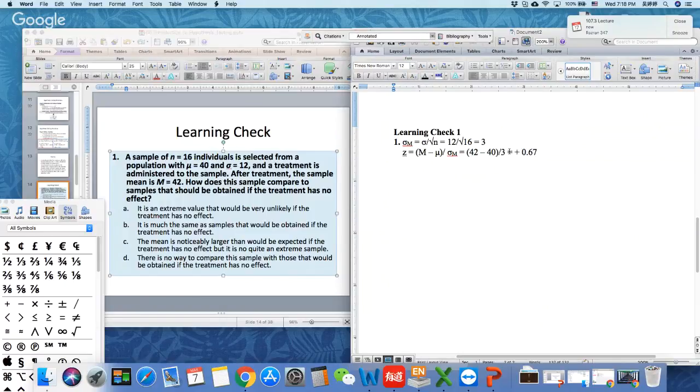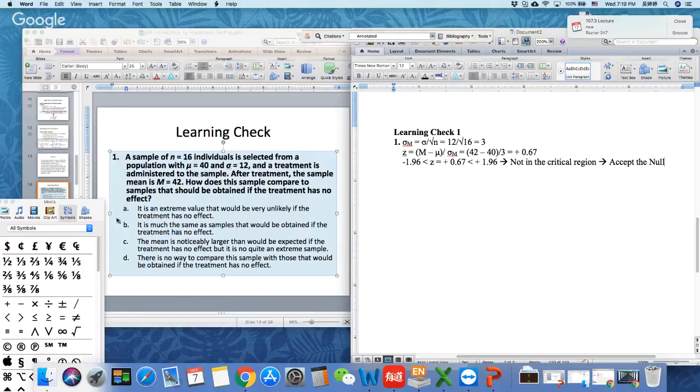And then we make the decision by comparing the z to the boundary, right? So we know this value is between the two boundaries, which means it's not in the critical region. So that means we accept, or rather fail to reject, the null.